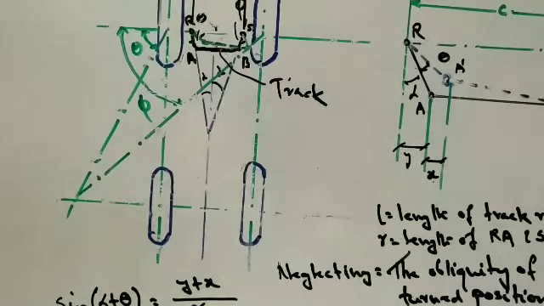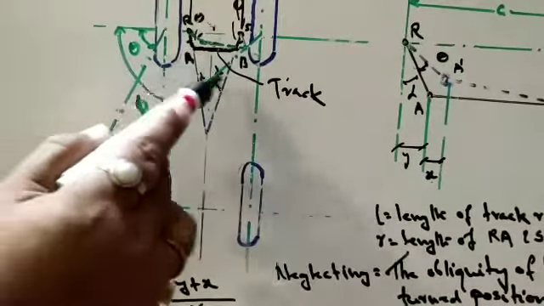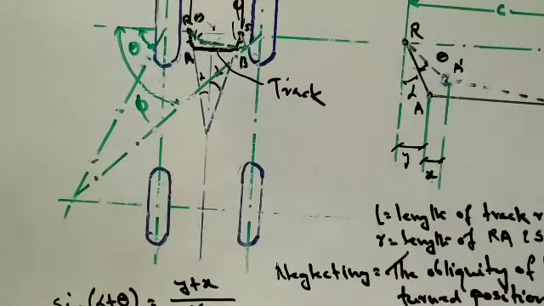Alpha with the center line of the car. So these equal angles alpha are made to the center line of the car. So now the details of the lines indicated is: now let L be the length of the track rod.